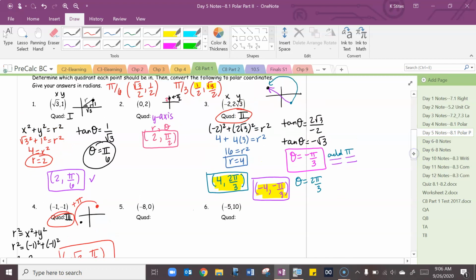And the reason is that when we find inverse tangent of something, we always find it from quadrant 1 or quadrant 4. So when you do inverse tangent, you're only going to get an angle in one of these two quadrants, 1 or 4. So if you are supposed to be in quadrant 2 or 3, you are going to have to change your angle when you're done.